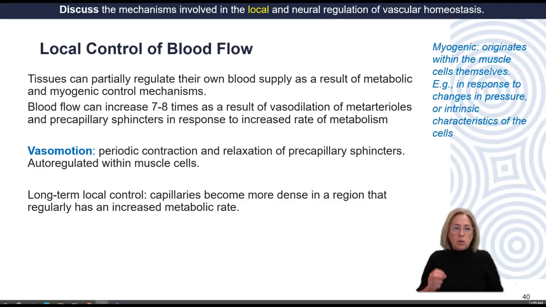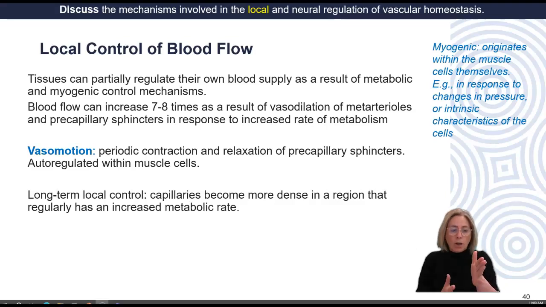Now, in terms of short-term control of blood flow, this is due to vasomotion. And vasomotion describes the periodic contraction and relaxation of those precapillary sphincters, either to open up capillary beds or to shut them down, depending on the conditions in the body. And this is auto-regulated within muscle cells.